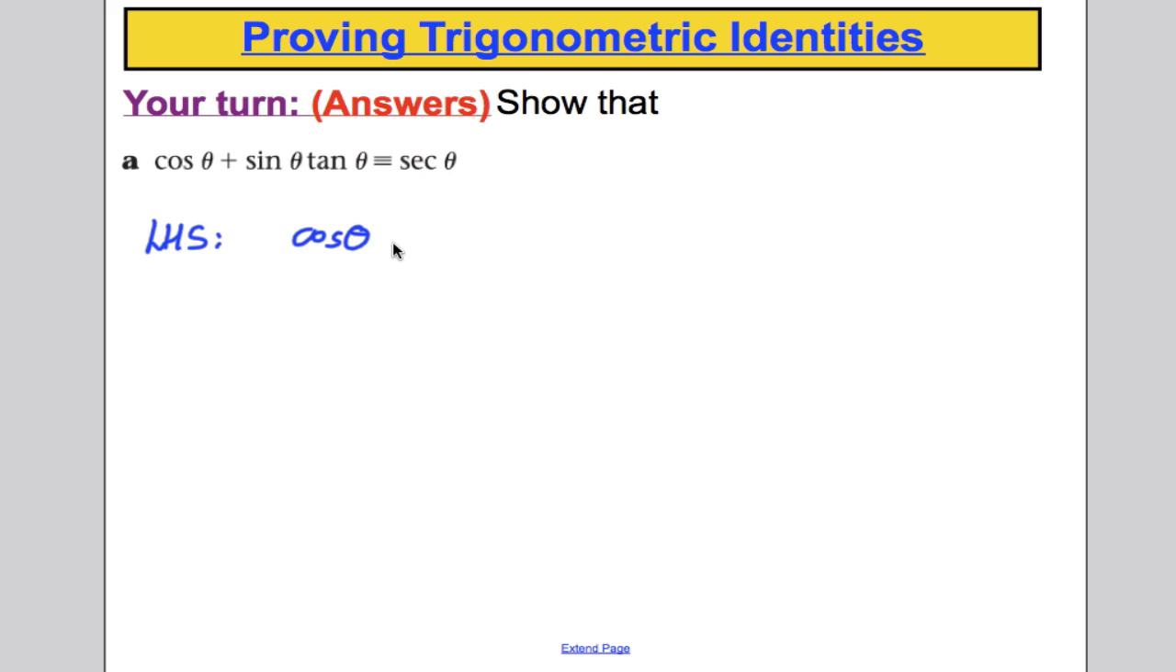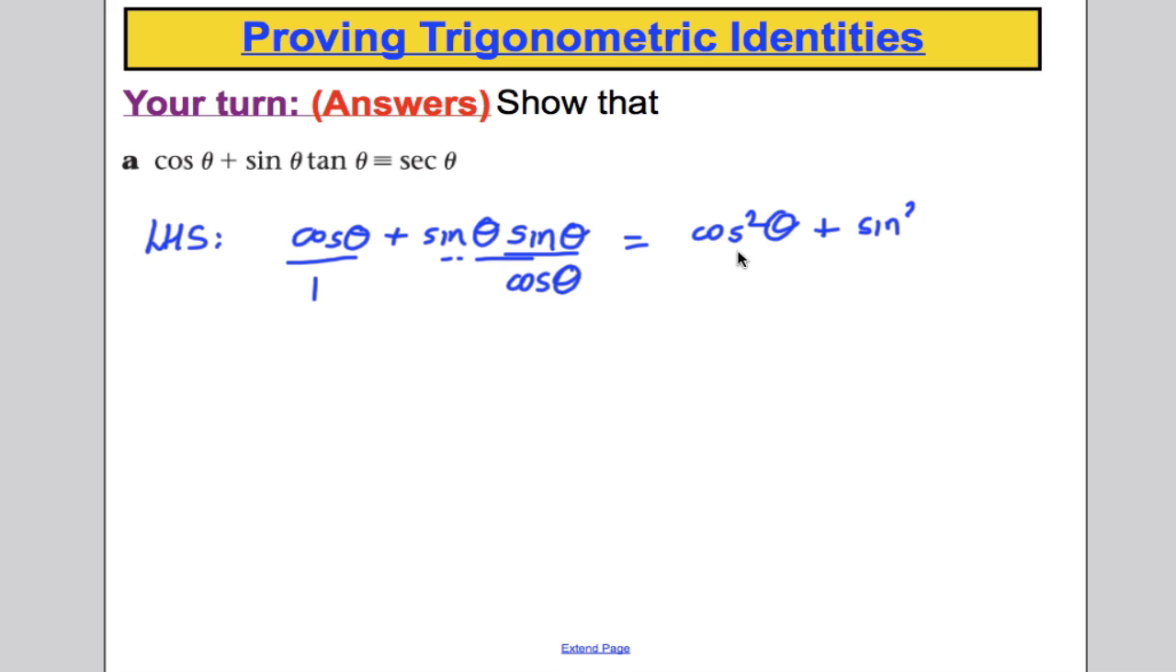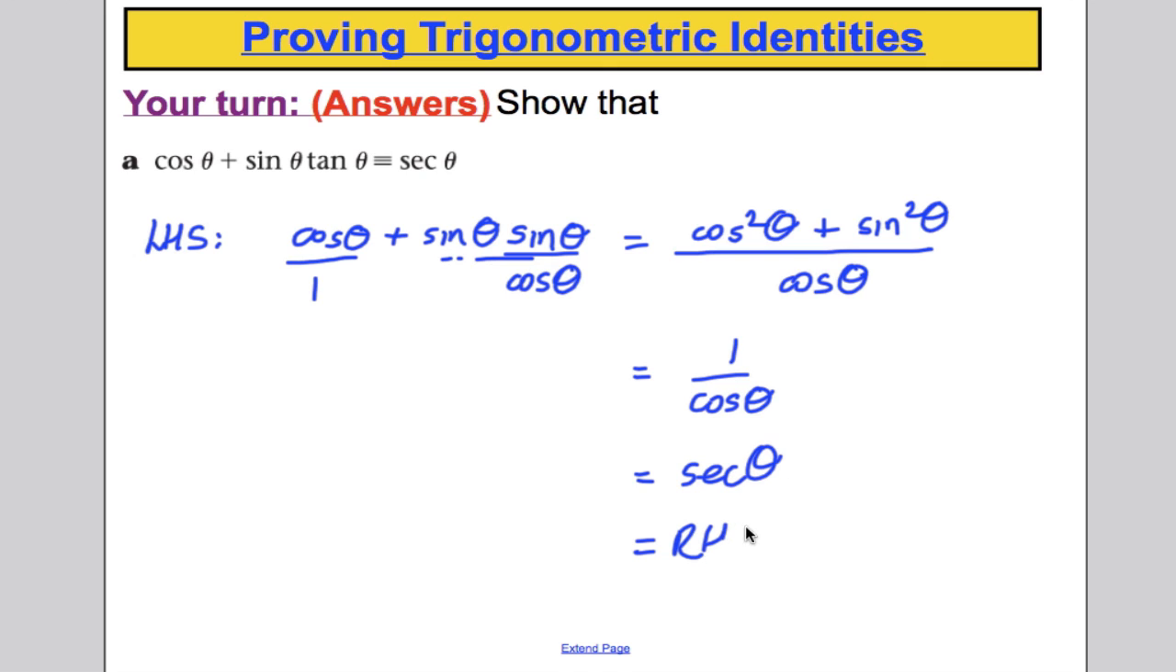We've got cos theta plus sine theta. The definition of tan theta is sine theta over cos theta. Okay, doesn't look particularly helpful so far, but if we want to add these, this cos theta is really over 1, it's like a fraction. We make the bottoms the same, make them both cos theta, so you have to multiply this one by cos theta, so you get cos squared theta, you've got sine squared theta over here, all over the common denominator, which is cos theta. Cos squared plus sine squared is 1, so you have 1 over cos theta, which in turn is sec theta, which is equal to the right-hand side as required.